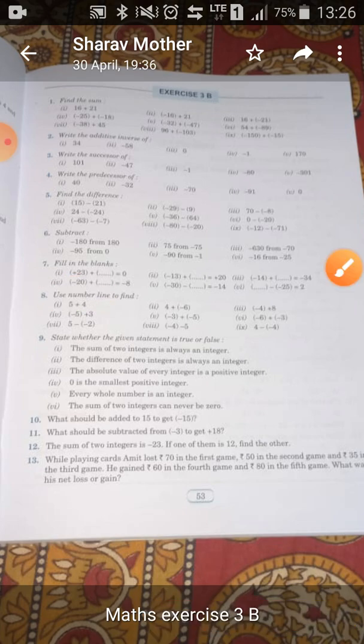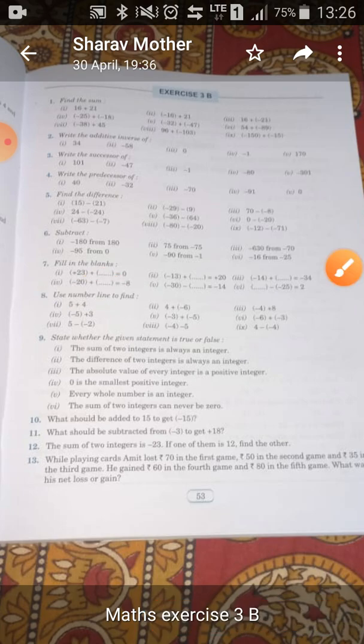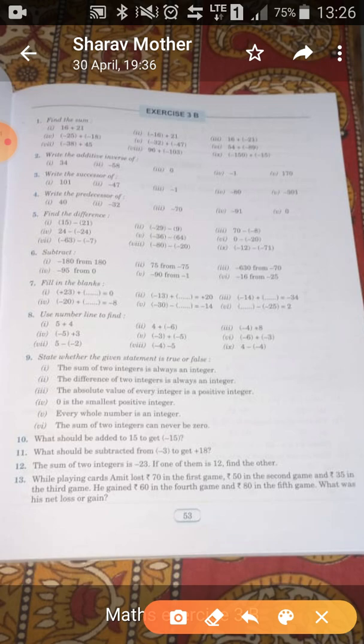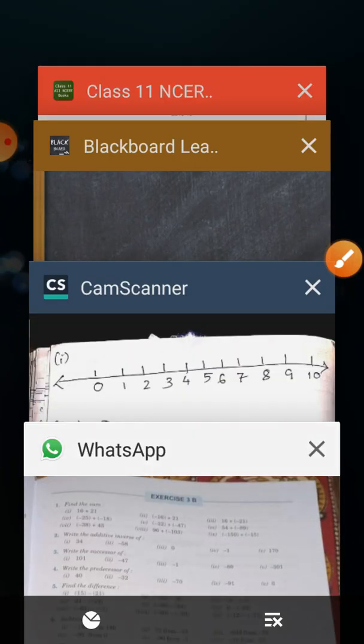Okay, dude. So now we move on to the next type of sums, which is: use the number line method to find 5 plus 4. In this, if I ask you to do 2 plus 3, then very easily you will tell me 5. But here they are telling you to solve this using a number line. Suppose I ask you to do 2 plus 3 using a number line.